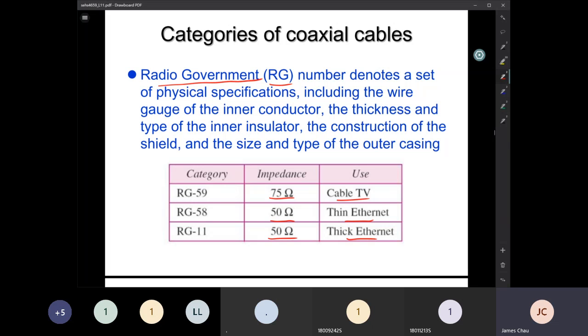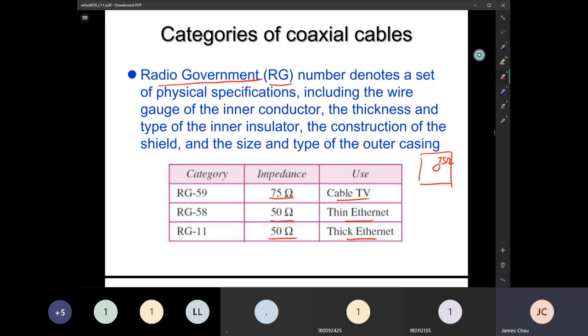RG59, the impedance is 75 ohm, and you may connect it to a cable TV cable, or connect your TV set to the antenna. Therefore, the household socket for the antenna may specify that it is equal to 75 ohm, and you need to buy the same impedance cable in order to make the signal transmitted correctly.